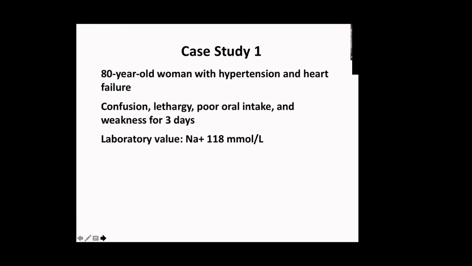So now we will discuss a case. An 80-year-old female, a known case of hypertension and heart failure, presents with confusion, lethargy, poor oral intake, and weakness for 3 days. Her lab value of sodium is 118. So we all know it is hyponatremia.